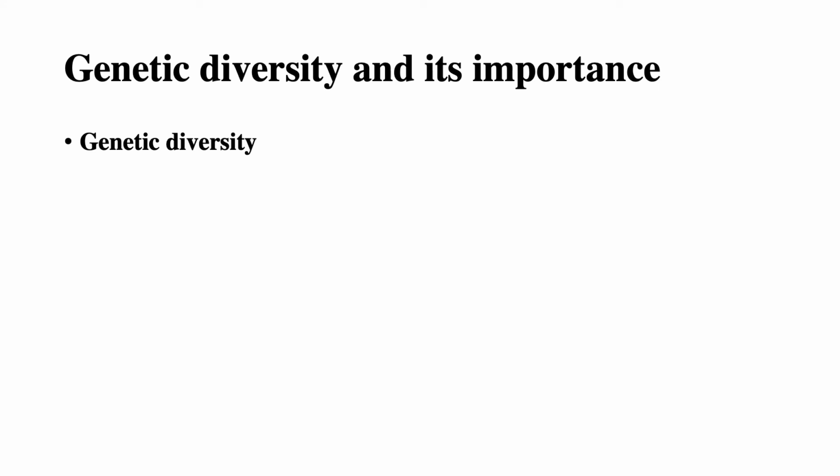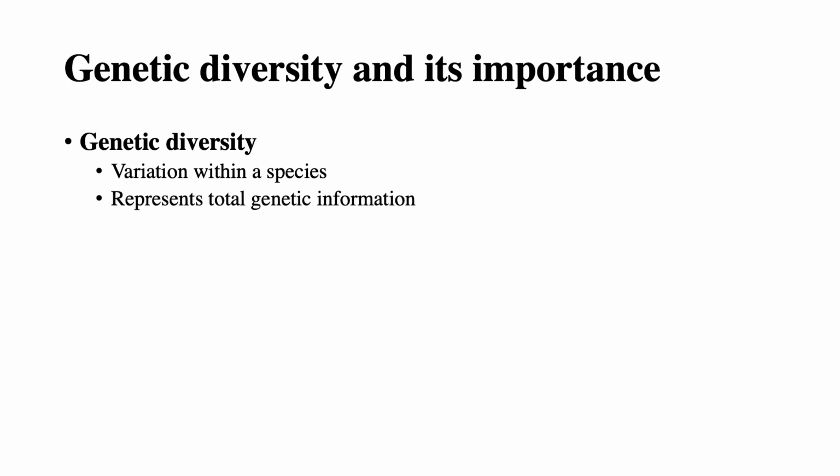So now let's have a look at genetic diversity and its importance. Genetic diversity refers to the variation within a species, which represents the total genetic information contained in the individual plants of a species, each consisting of a unique assembly of genes constituting its evolutionary heritage. This diversity begins at the molecular level, which is carried as a sequence of instructions on chromosomes and provides the foundation of environmental adaptation and ultimately for the evolution of species.